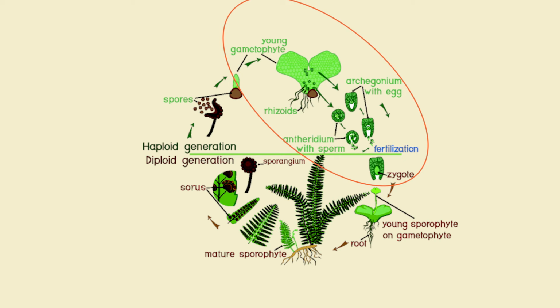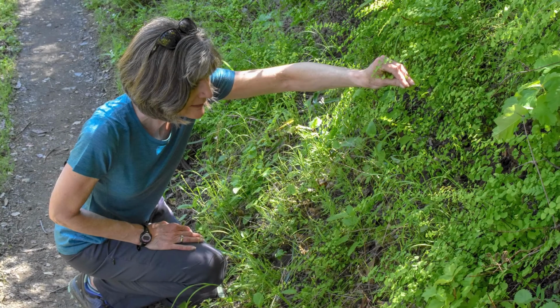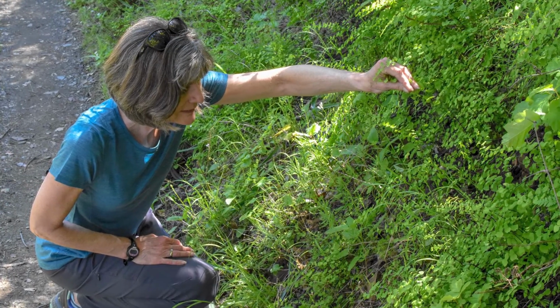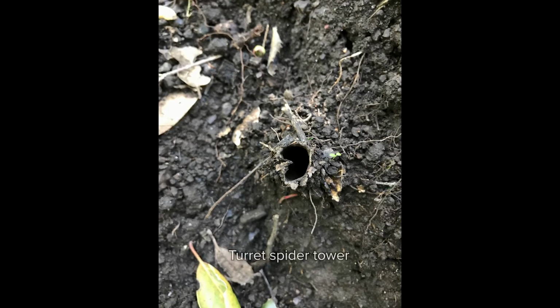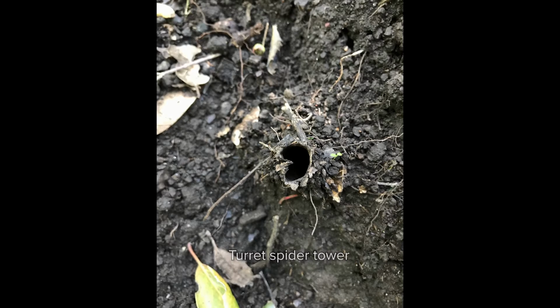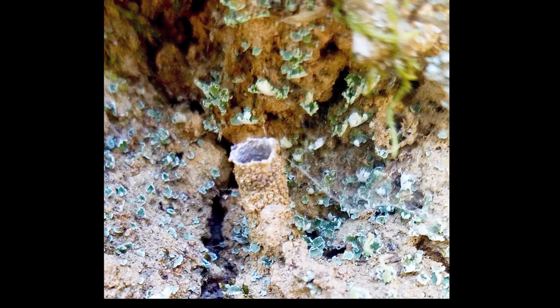As we look around the moist slope, Jenn spots a tiny mud tower, the home of an impressive little builder called a turret spider. Oh, that's a turret. Steep, shady banks like this one are the perfect place to look for turret spiders.